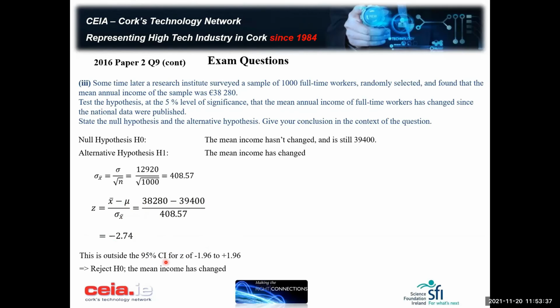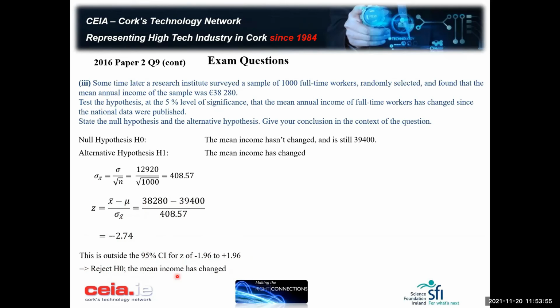A 95% confidence interval corresponds to a Z between -1.96 and 1.96. You're outside that confidence interval, so you reject your null hypothesis and you say the mean income has changed.